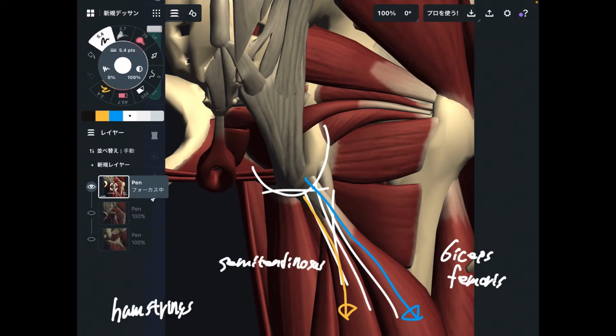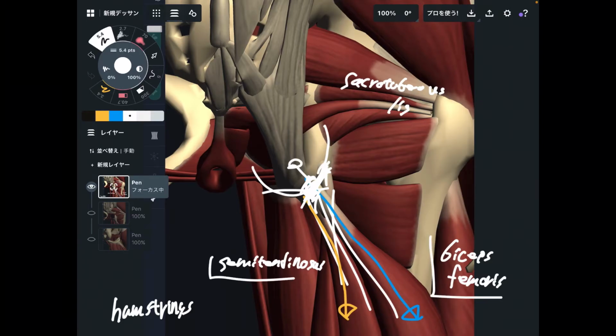Why am I focusing on these 2 muscles? Because these guys attach to this ligament. This is the sacrotuberous ligament. Then the last one is semimembranosus. All 3 muscles attach to the ischium, particularly the ischial tuberosity. Of course, semimembranosus attaches to the ischium. However, biceps femoris and semitendinosus attach to the sacrotuberous ligament. This is very important.